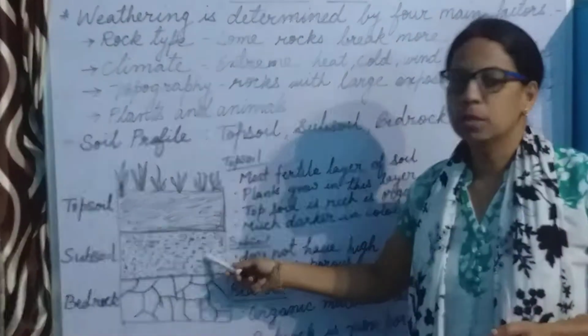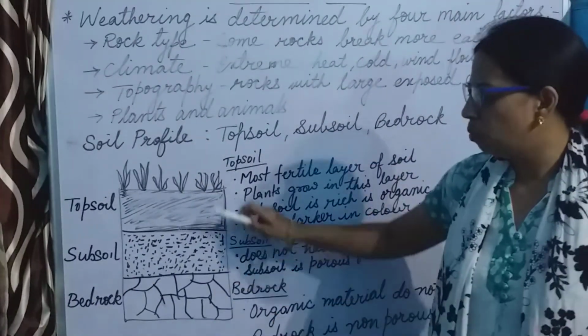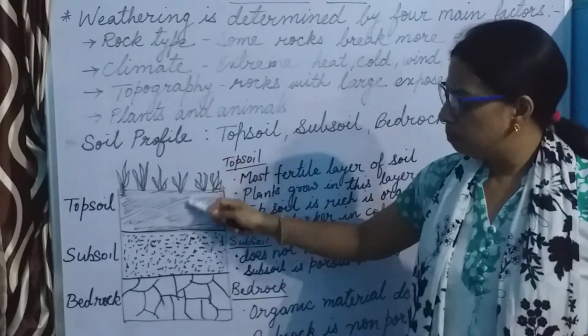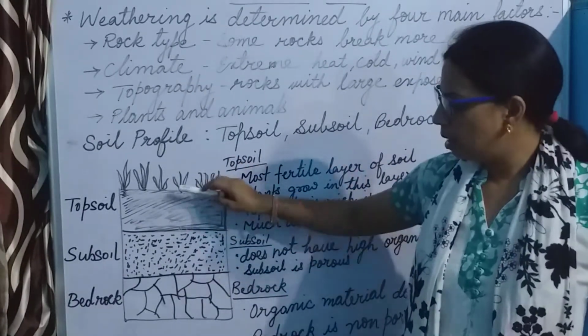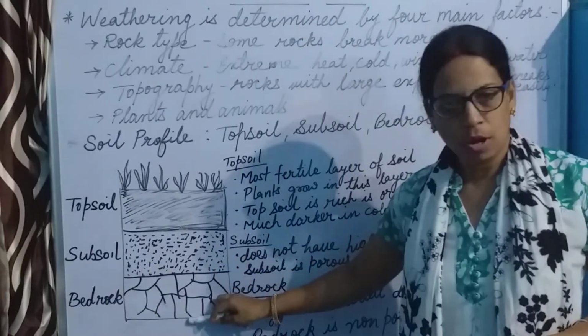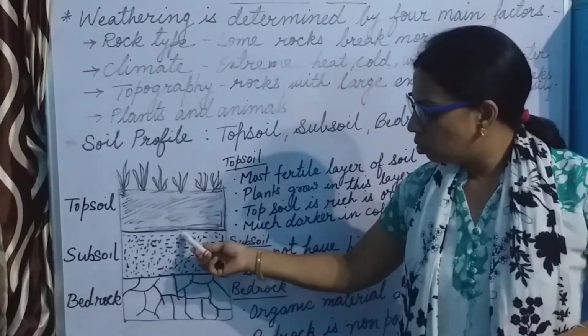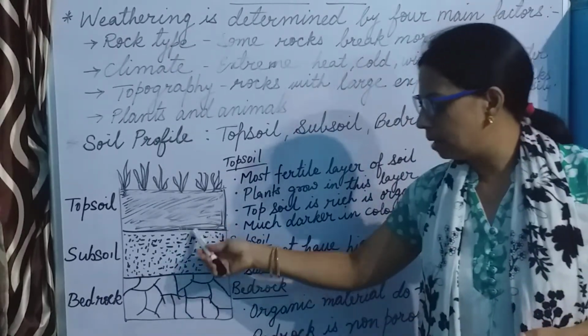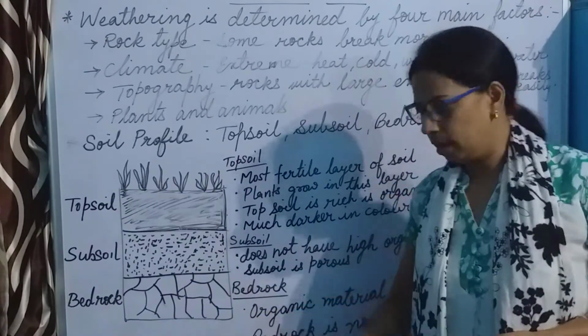Then the subsoil is porous in nature. That means water doesn't stand here. Even topsoil is porous. When we put water in the topsoil, the water reaches slowly to the subsoil and finally to the bedrock. So the subsoil is also porous. That means it doesn't hold water, it passes the water to the next layer.